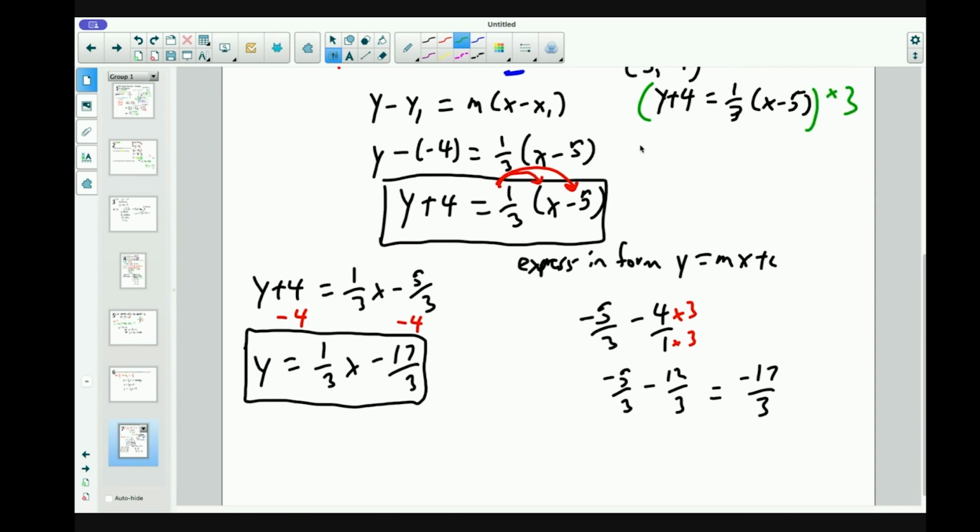So that means on the left-hand side, I'll have 3y plus 12. And this is now going to equal, because I've multiplied the 1/3 by 3, those will reduce or cancel out, and I'm just left with x minus 5 on the right-hand side. Okay. So now I can go 3y is equal to, I'm going to subtract 12 from both sides, x minus 17. And then from here, divide both sides by 3. So I get y equals 1/3 of x minus 17/3. Both ways are perfectly valid. It just really depends on how you see yourself doing the algebra.